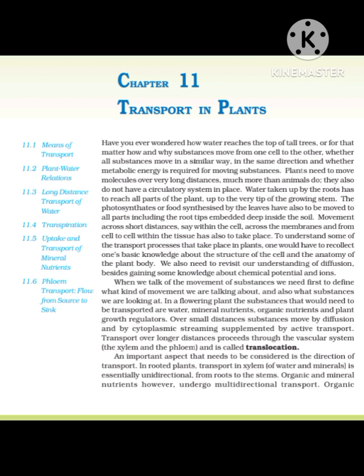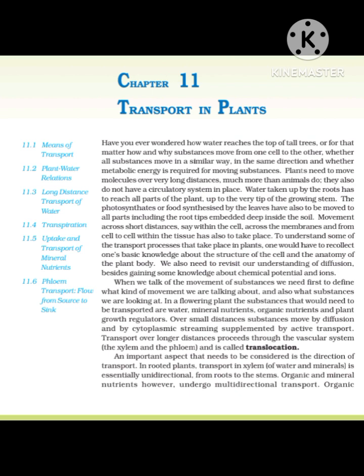Transport over longer distances proceeds through the vascular system, the xylem and the phloem, and is called translocation. An important aspect that needs to be considered is the direction of transport. In rooted plants, transport in xylem, of water and minerals, is essentially unidirectional, from roots to the stems. Organic and mineral nutrients, however, undergo multidirectional transport.